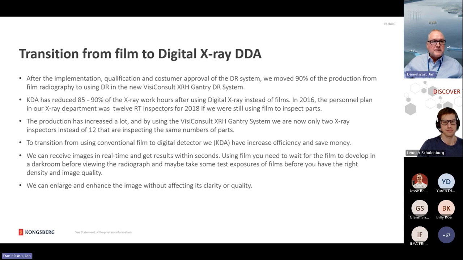We can receive images in real time and get results within seconds. Using film, you need to wait for the film to develop in a dark room before viewing the radiograph, and maybe take some test exposures before you have the right density and image quality. We can enlarge and enhance the image without affecting its clarity or quality. It is one of the most important investments Kongsberg has made in the last 8 years. The payback period became only 8 months. It was really good.